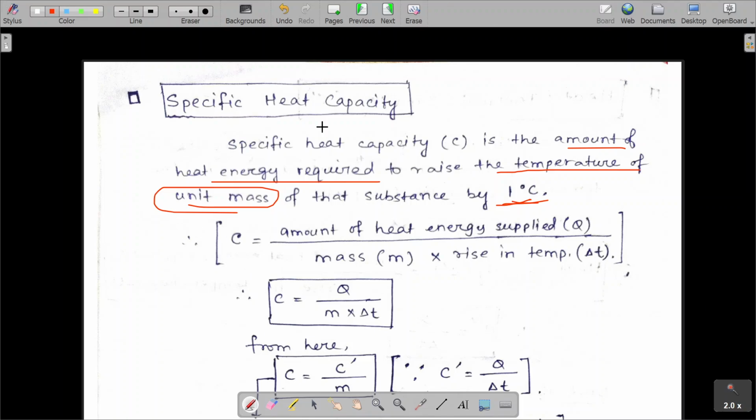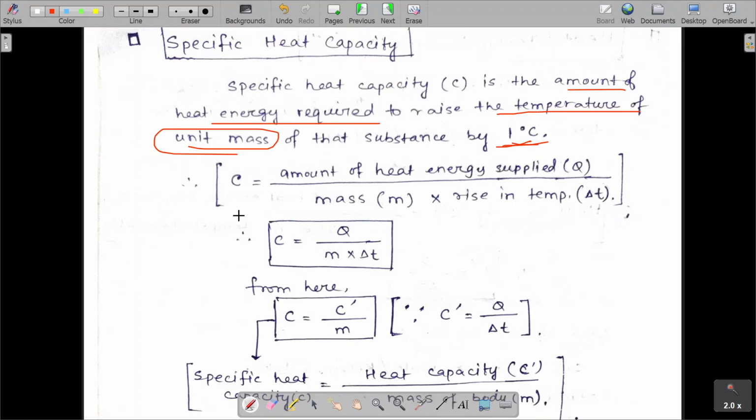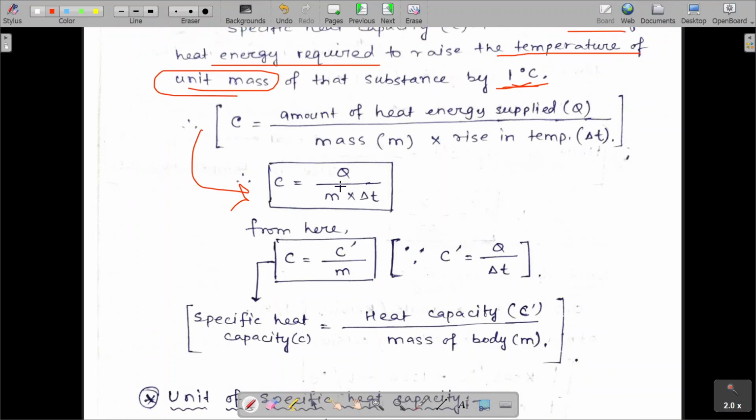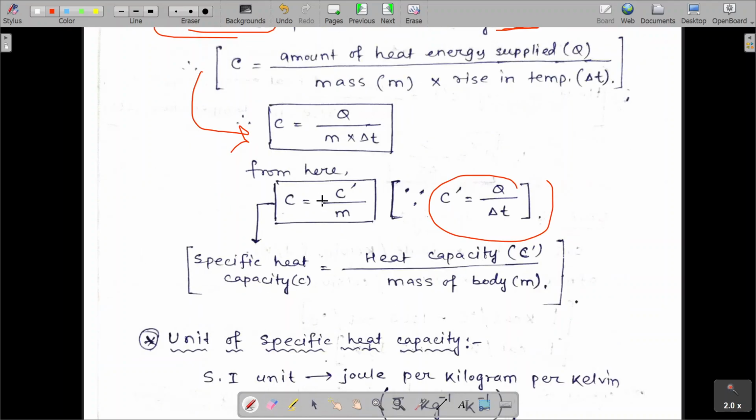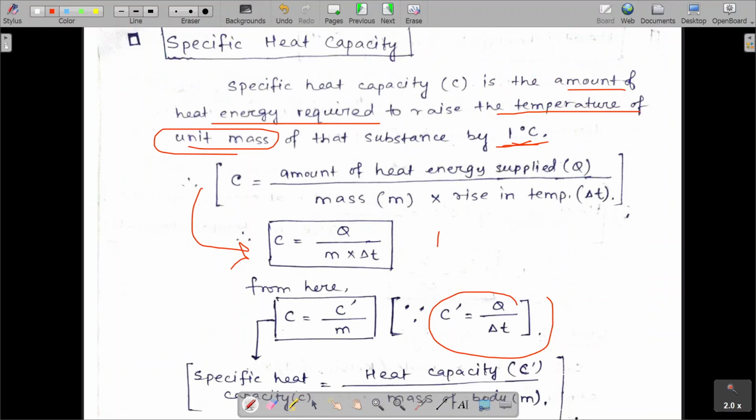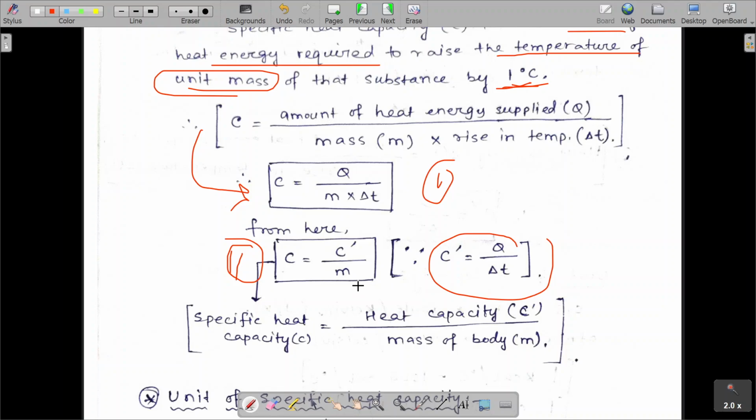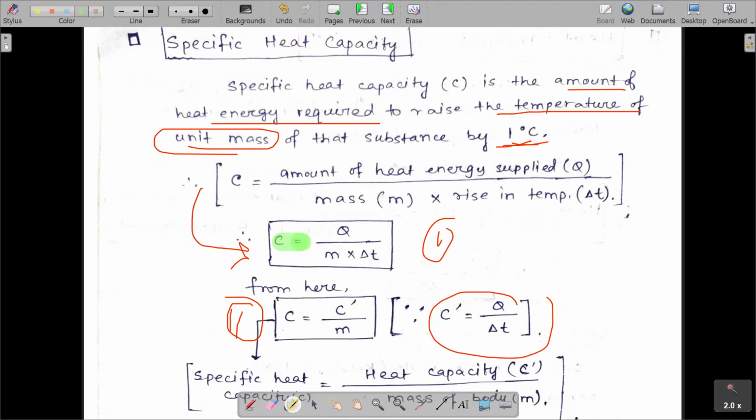So C is equal to what? The amount of heat energy supplied Q, by mass, that unit mass M, into the rise in temperature delta T. So C is equal to Q by M into delta T. From here we can say C is equal to C dash by M, because C dash is equal to Q by delta T. So we have two formulas for specific heat capacity: this one and this one.